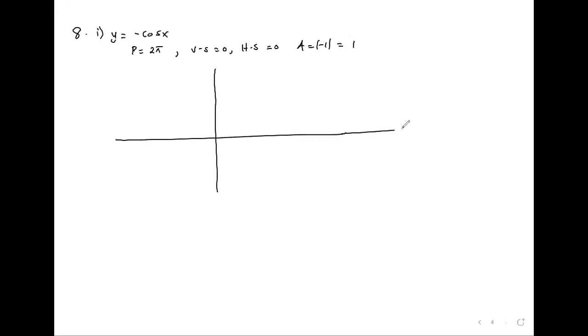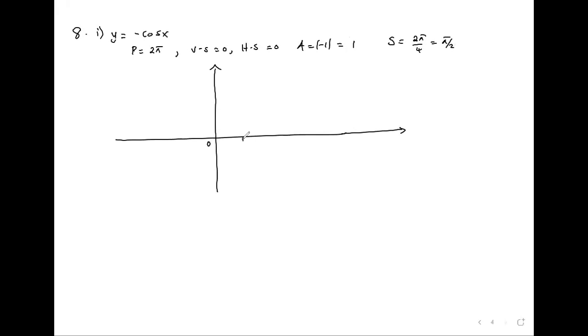Y is equal to negative cos x. This one is a bonus because already we know the period is what? 2 pi over 1. The vertical shift is 0. Horizontal shift is 0. The amplitude is the absolute value of negative 1, which is 1. So the period is 2 pi. So the scale is 2 pi over 4, which is pi over 2.